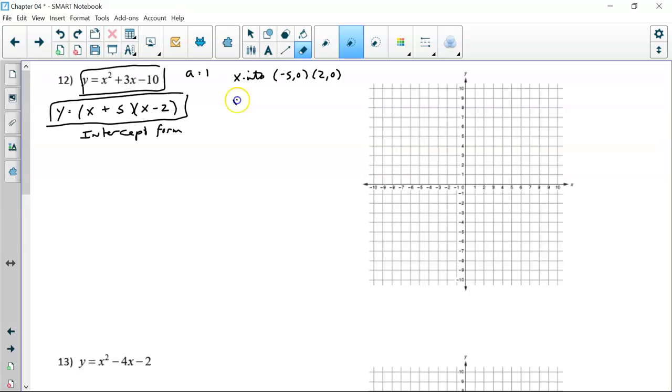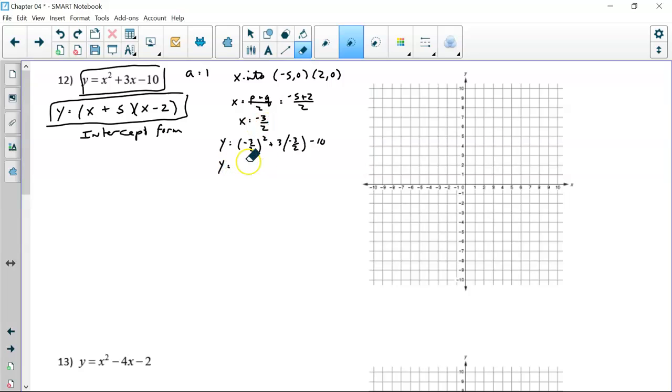So we have to find the x-coordinate of the vertex. We add the intercepts, p plus q, and divide by 2. So it's going to be negative 5 plus 2, divided by 2. So x equals negative 3/2. Now for y, I'm going to go back to the original: negative 3/2 squared plus 3 times negative 3/2 minus 10.